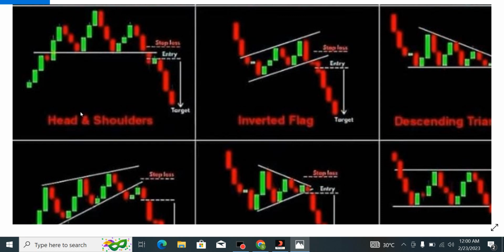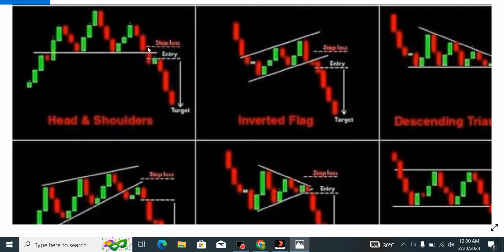Okay, this is head and shoulder. You can see it right here. You can see the head, you can see the shoulder, you can see the shoulder. It was from a bullish trend, but it was unable to go beyond this resistance zone, so it created the shoulder here and another shoulder here, and this is the head.